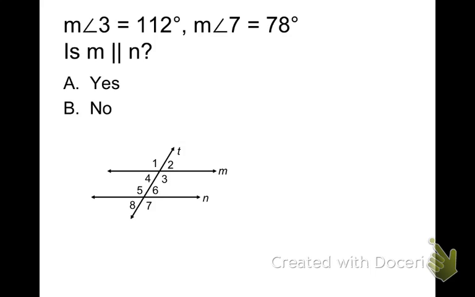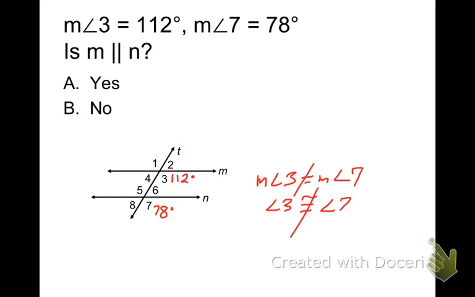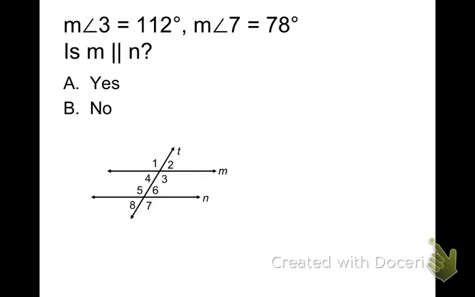Okay, what about angle 3 being 112 degrees and angle 7 being 78 degrees? Well, these two angles, angle 3 and angle 7, are corresponding angles. So in order for lines M and N to be parallel, the measurement of angle 3 needs to be equal to the measurement of angle 7. The angles need to be congruent. And in this case, they're not. So we know M and N are not parallel.